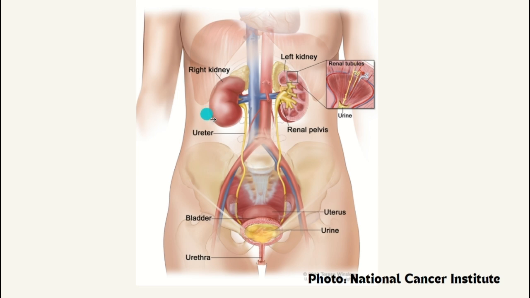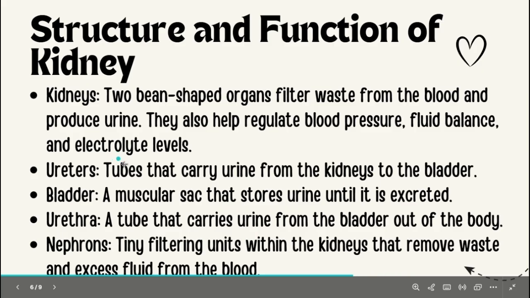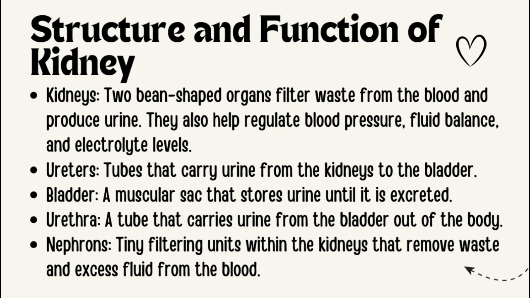So you've got the kidney, and inside we have the nephrons, which are the tiny urine-filtering units, and then the ureter would bring the urine from the kidney. So after the nephrons have filtered, the urine goes from the kidney to the bladder, right? And then the bladder would store the urine. When you decide that you want to urinate, it's going to pass out through the urethra, right? So that's basically the structure and function of the kidney, right?